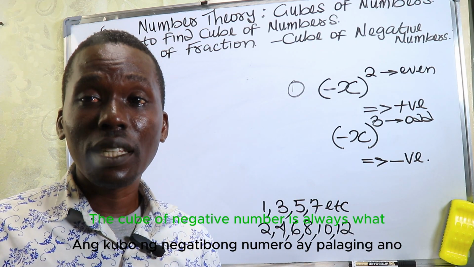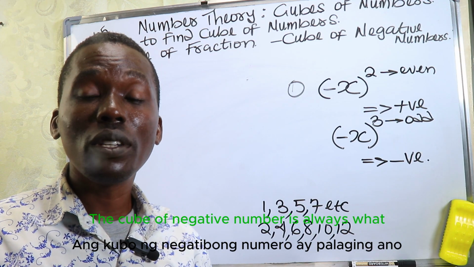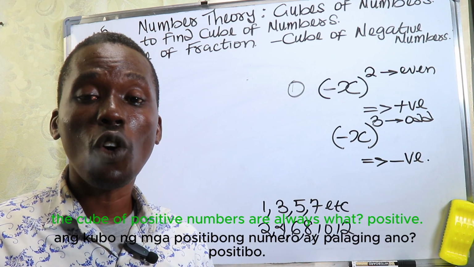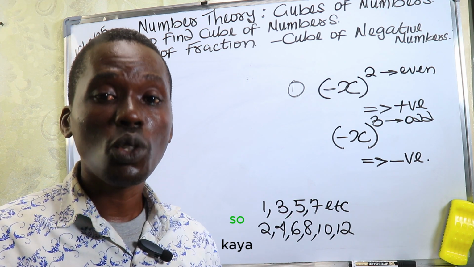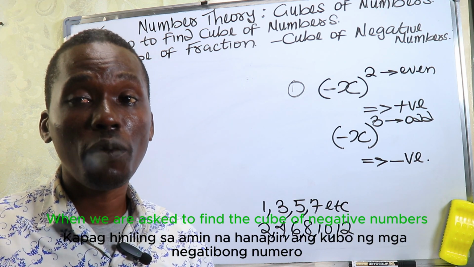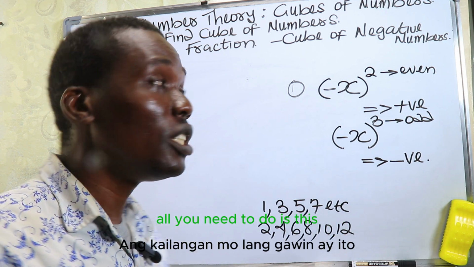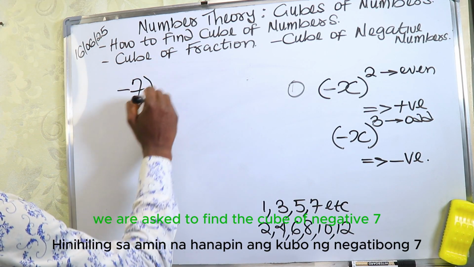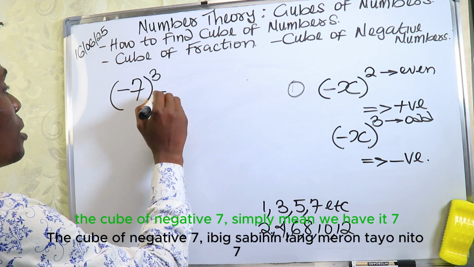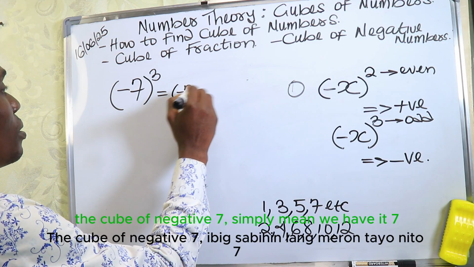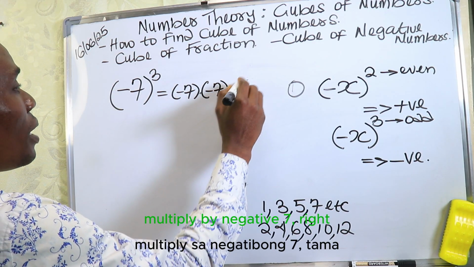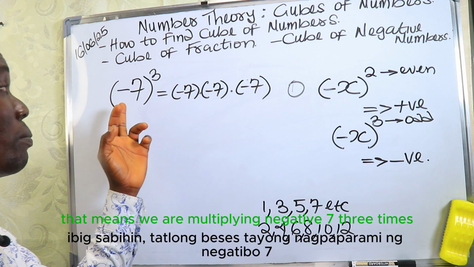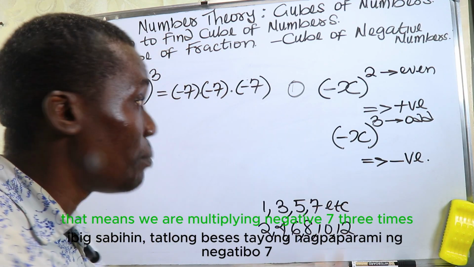The cube of a negative number is always what? Negative. While the cube of positive numbers are always what? Positive. So when we are asked to find the cube of negative numbers, all you need to do is this. Let's assume we are asked to find the cube of negative 7. The cube of negative 7 simply means we have negative 7 multiplied by negative 7, right? Good. That means we are multiplying negative 7 three times.